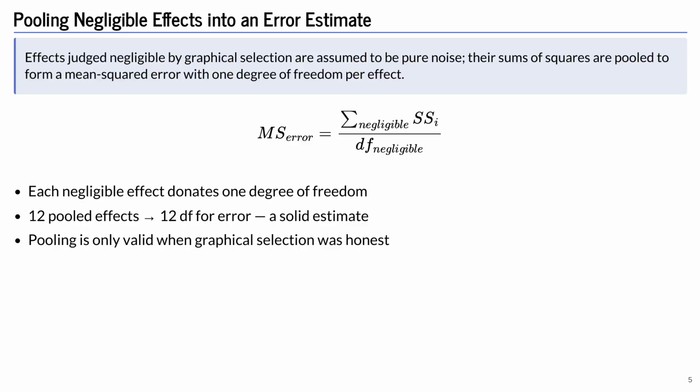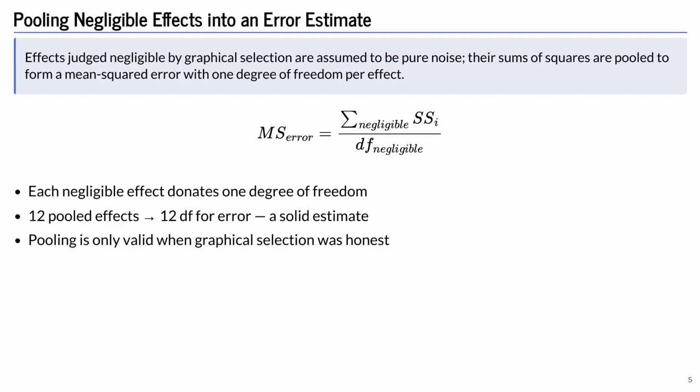So how do we get an error estimate when there is no replication? The answer rests on a judgment we already made. When the half-normal plot identified 12 effects as negligible, we were saying these effects are indistinguishable from noise. If that judgment is correct, then the variation those 12 effects explain is in fact noise, and we can pool their sums of squares to form a mean squared error.